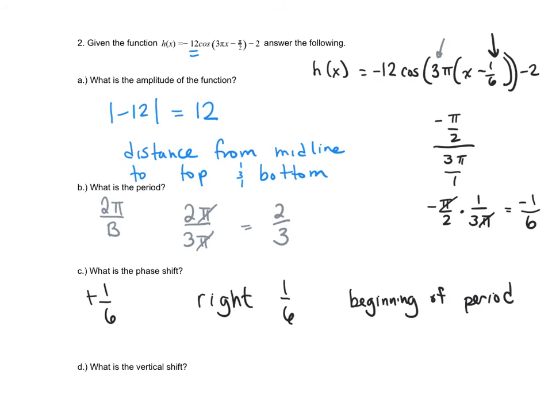Finally, the vertical shift. The vertical shift is always just the number at the end. So that's -2, that would be down 2. And that's always going to be our midline.